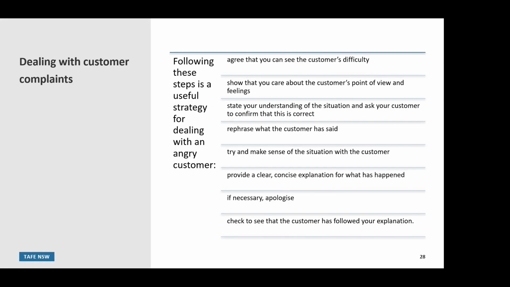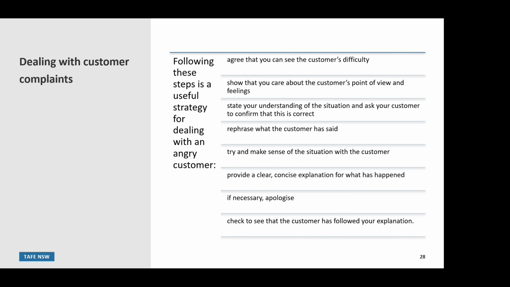So when we deal with customer complaints, there are a series of steps that we can take. We're going to follow these in order to strategically deal with an angry customer. First, you want to start by agreeing with their difficulty. As an example, you might say, I can understand why you're so upset. That would really frustrate me if I couldn't use the software program that I paid for. I understand completely. Then you want to show that you care about the customer's point of view and feelings. I'm sure you were really frustrated about the software program not working, and it probably wasted a lot of time. So that's really unfortunate.